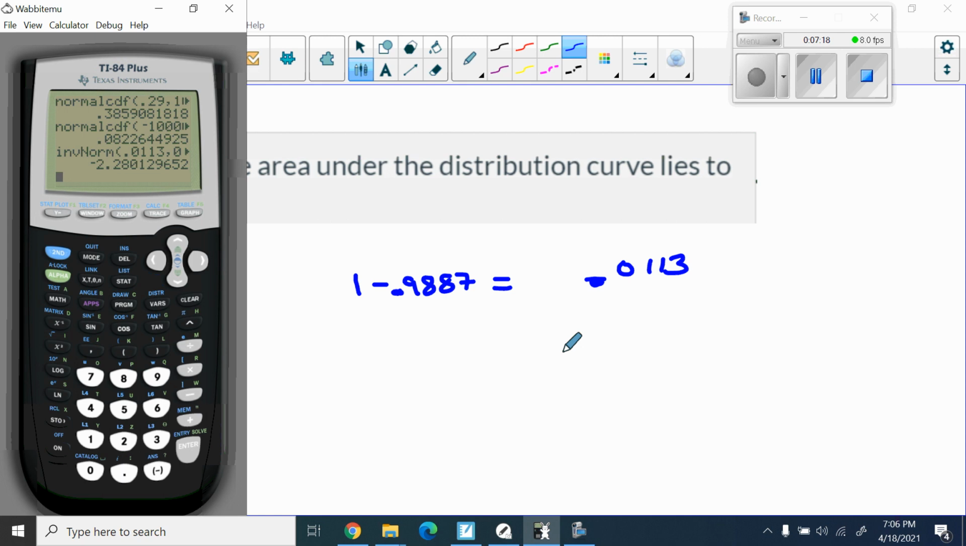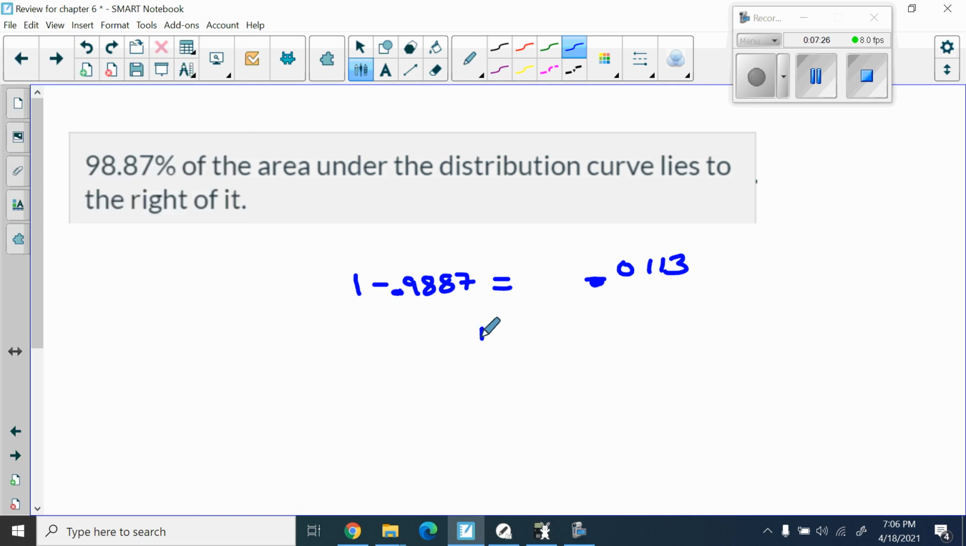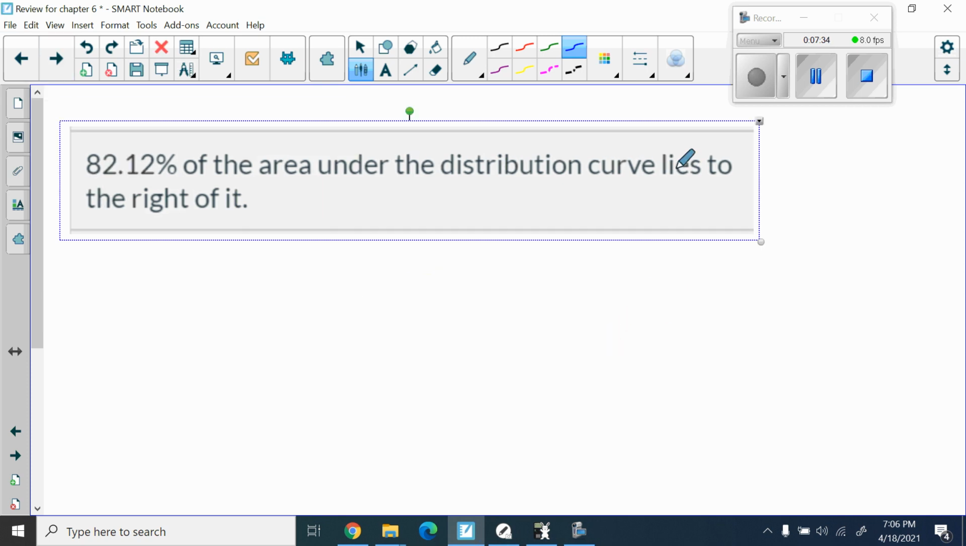And I get a z-score of negative 2.28. So z-score is equal to negative 2.28. Okay, so 82.12% of the area under the distribution curve lies to the right of it. So we have to figure out what's to the left.